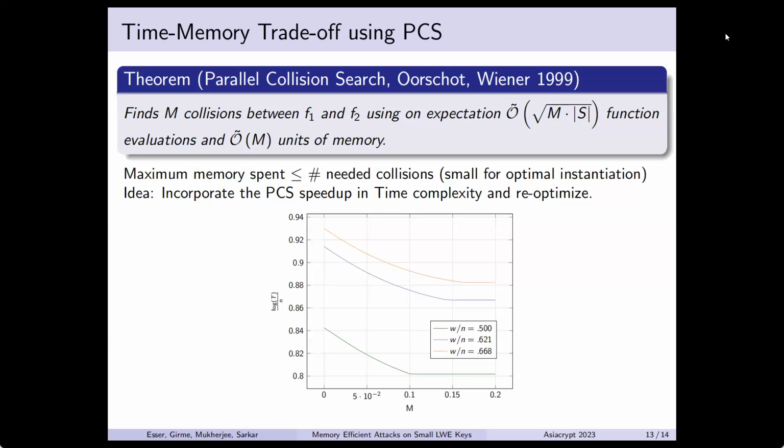Just notice that the maximum amount of memory that you can spend is always upper bounded by the number of needed columns. And we saw that for our optimal instantiations, this number is very small. So how do we overcome this? We incorporate the BCS speedup into the time complexity formula, and then re-optimize it for every available memory, and we get this time-memory curve. This is for weight 0.5, this is for weight 0.61, this is for weight 0.68. Just notice that the smaller the weight, the steeper this curve is.